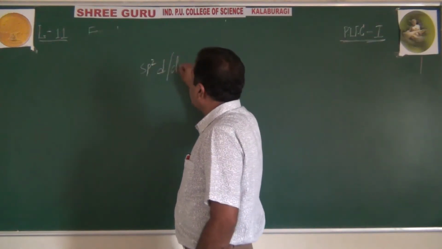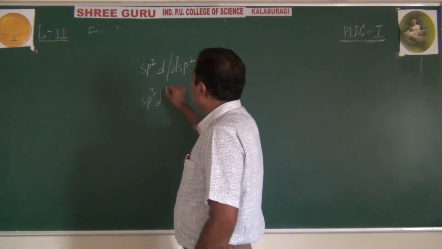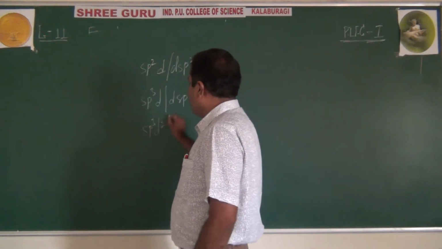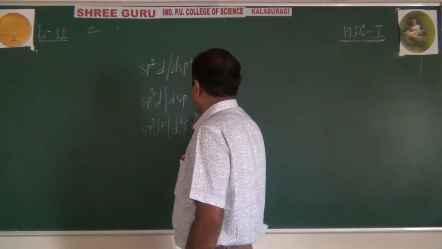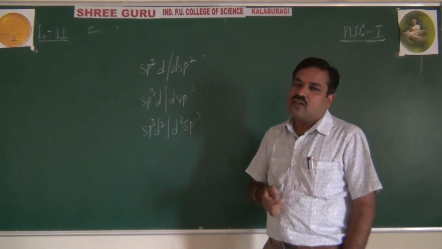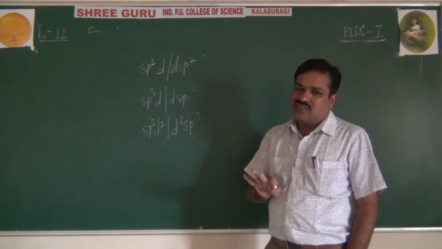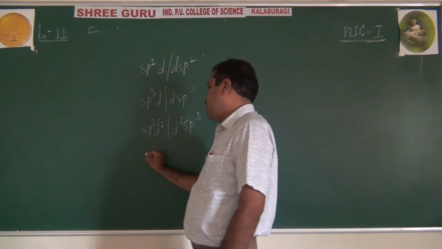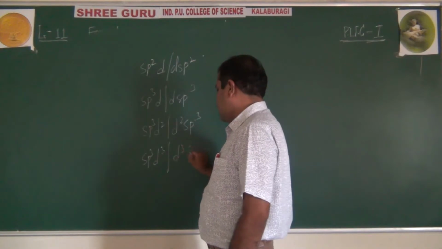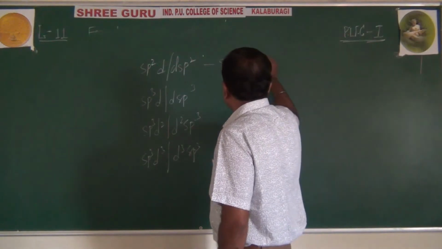sp2d or dsp2, try to memorize. sp3d or dsp3, sp3d2 or d2sp3. Actually, you come to know when you write sp3d2 and d2sp3, they are called outer orbital and inner orbital complexes. When you study d block elements in second year, you will come to know about that. For now, just remember this much, more than enough. sp3d3 or d3sp3. Got it? This is square planar. Remember, square planar.